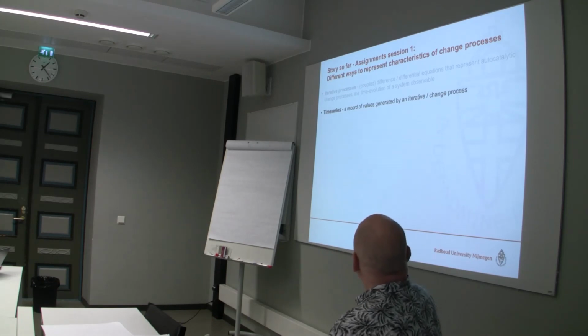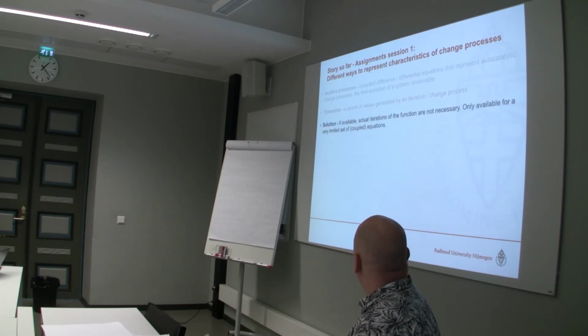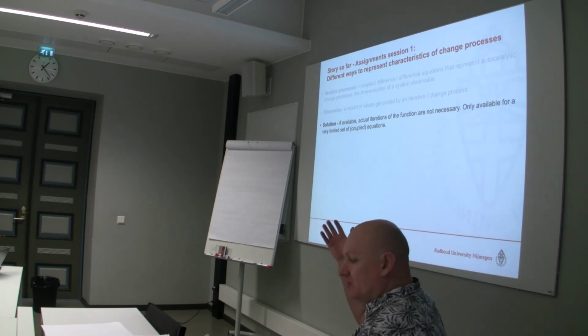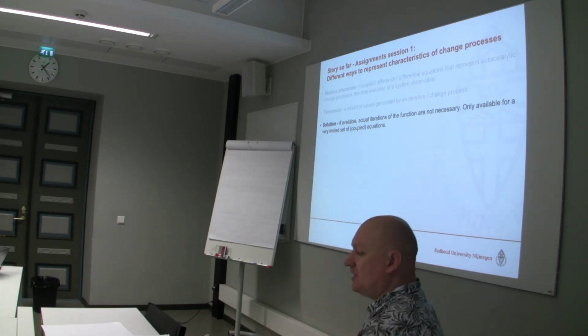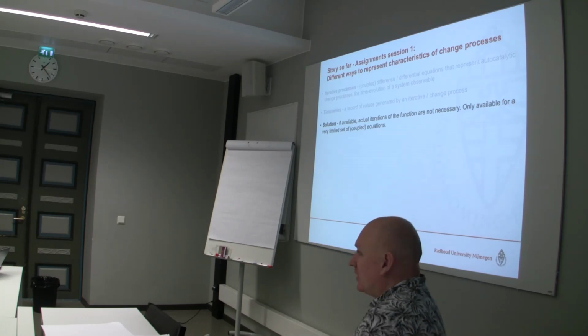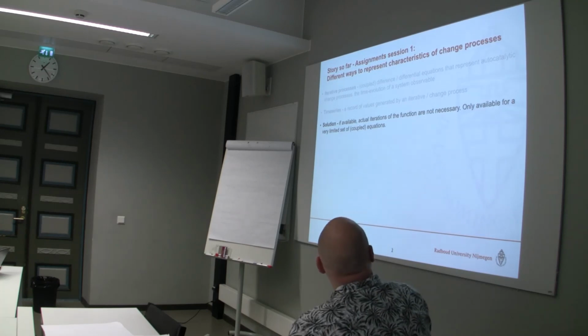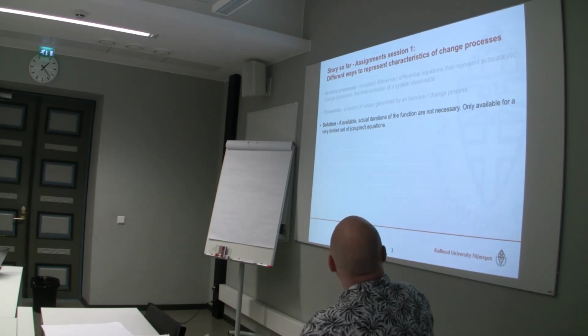Right, so this time series is a record of these values generated by an iterative or a change process. Of course, by the way, this could be a random process, right? The process could be to draw a random number at each time step. Then you would have a random process. But generally that's not what we encounter in nature.